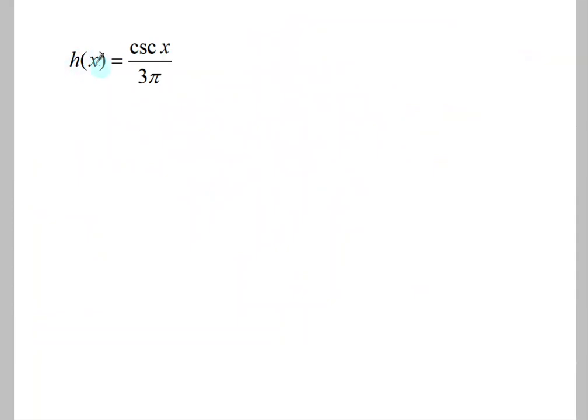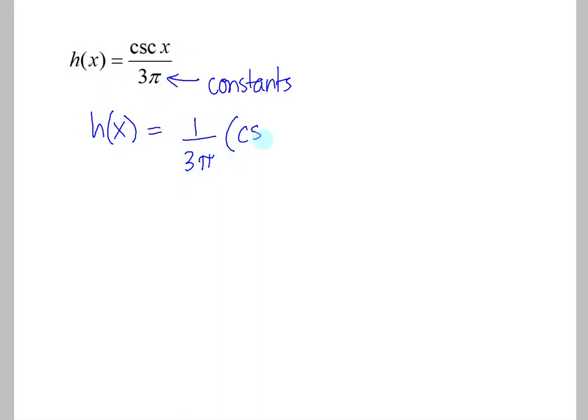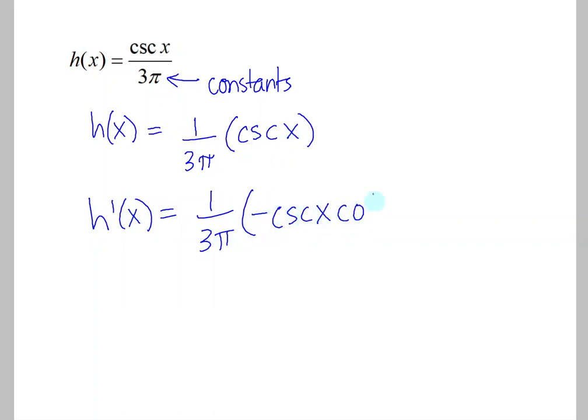Let's take the derivative of h of x, which is equal to cosecant of x divided by 3 pi. Now I said divided by, but notice this is just constants in the denominator, which means I don't need the quotient rule just because it looks like I'm dividing. So let's rewrite h of x, pulling out 1 over 3 pi as a constant multiple to cosecant x. Now when I take the derivative, h prime of x, I'm just writing 1 over 3 pi times the derivative of cosecant x, which is negative cosecant x cotangent x.